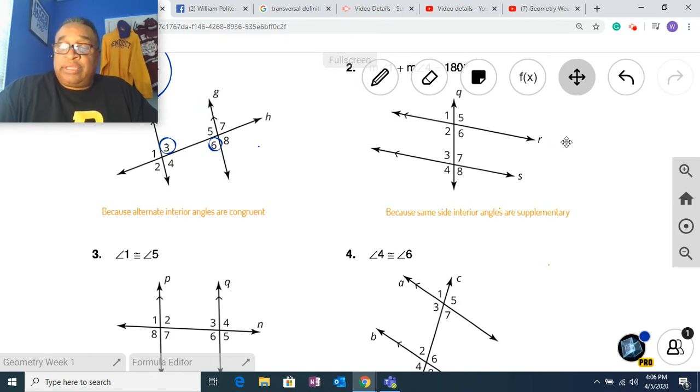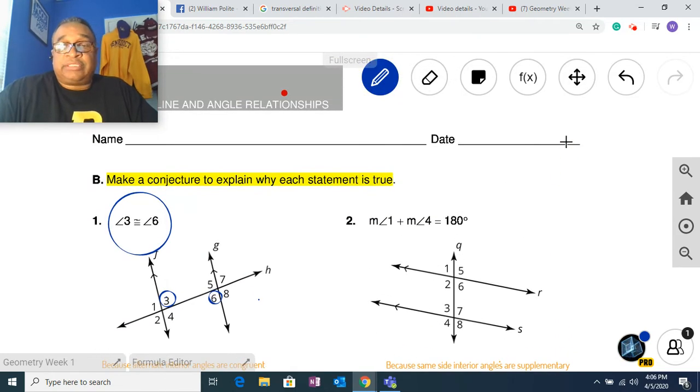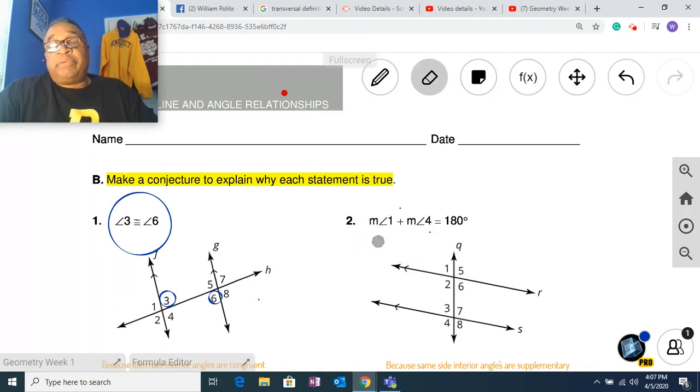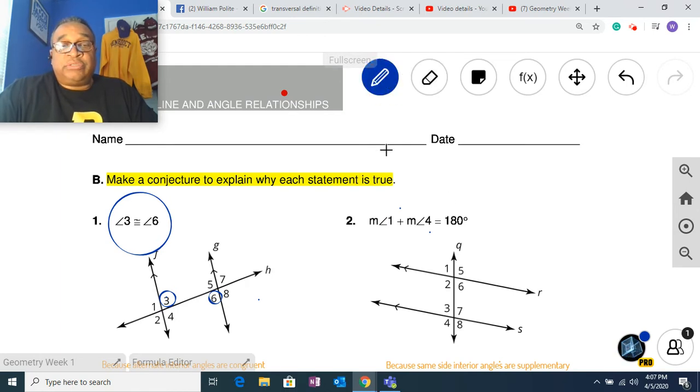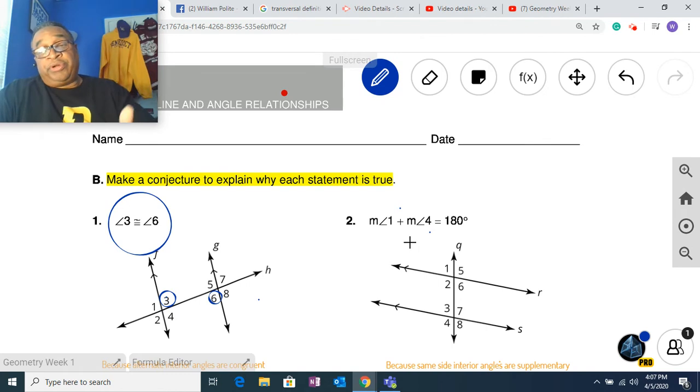Okay. Here they ask us, they say that the measure of angle 4, we'll wait there. Sorry, guys. I'm still learning the technology here. But the measure of angle 1 plus the measure of angle 4 is equal to 180 degrees, meaning that they're supplementary.